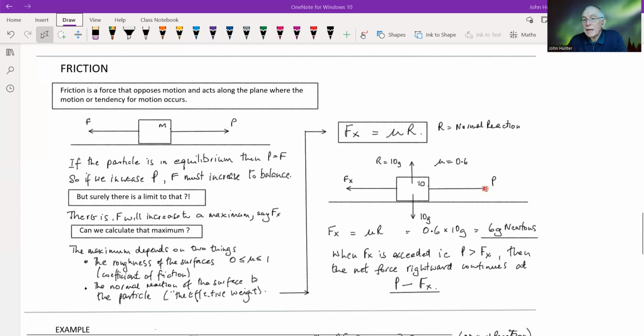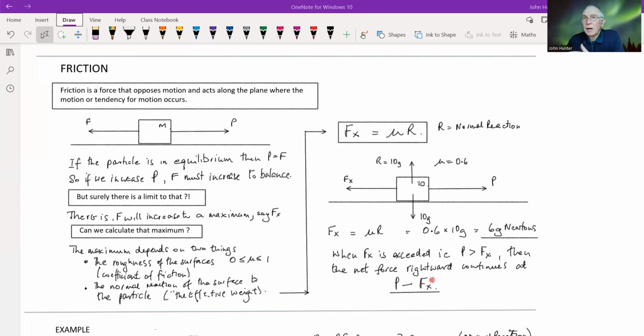and it accelerates because there is a net positive force in the right direction, and that net positive force we take as being P minus Fx, maximum friction. So the difference between the two. Now, to say, this is very much what we do at A level. It's a slight simplification.